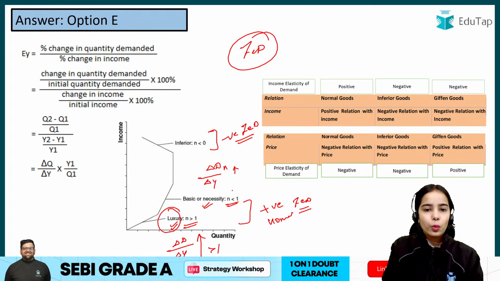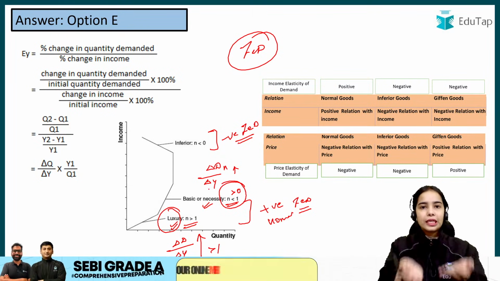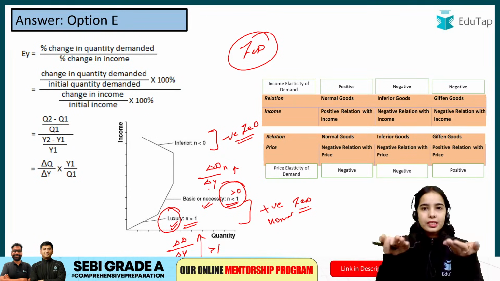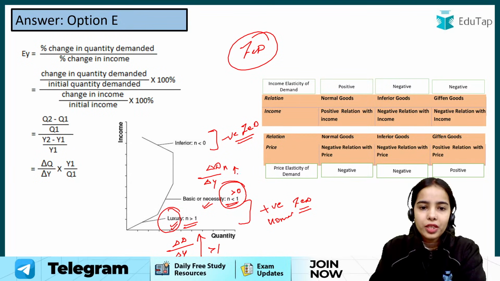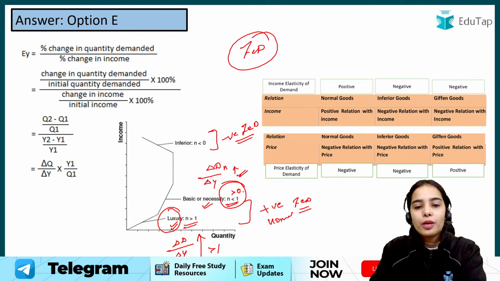So they have less than 1 but greater than 0 income elasticity of demand. With the increase in income, the demand is increasing for necessary goods but only slightly. So that's why they have more than 0 but less than 1 income elasticity of demand.